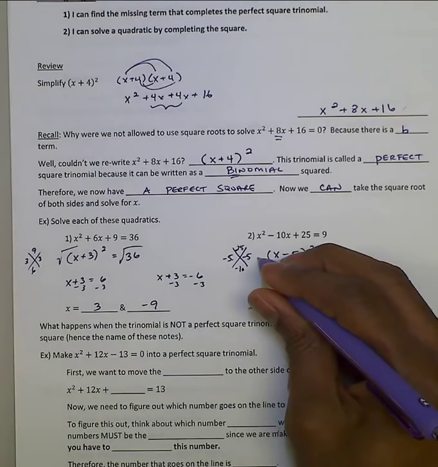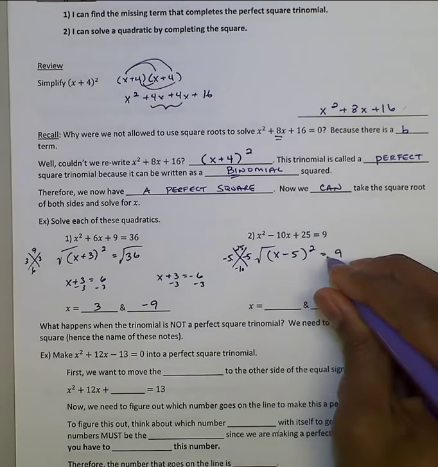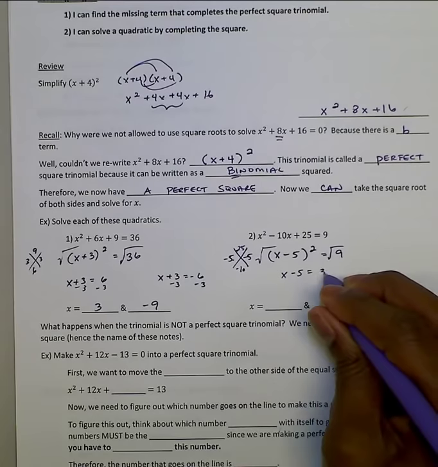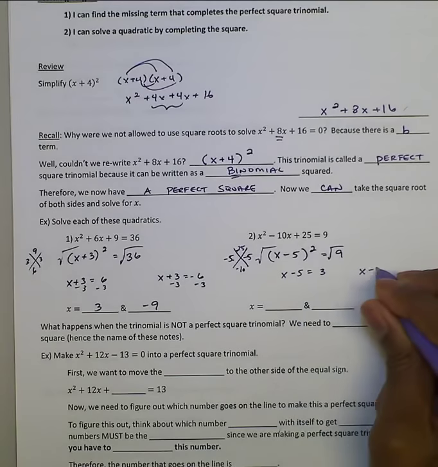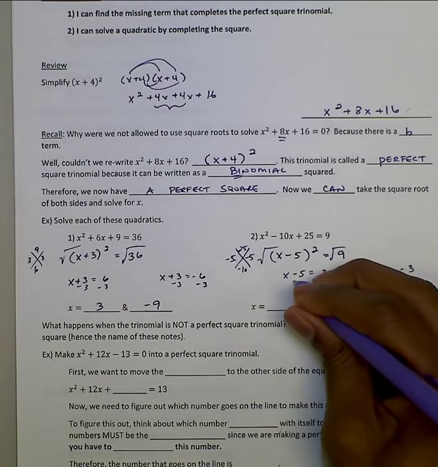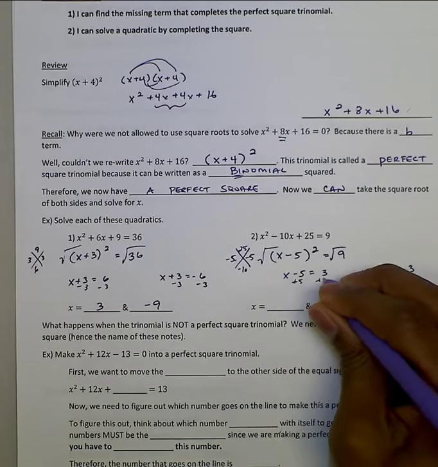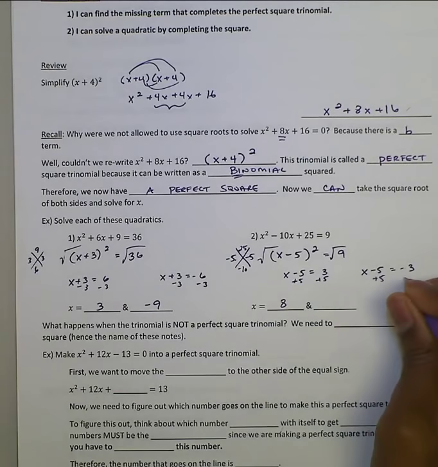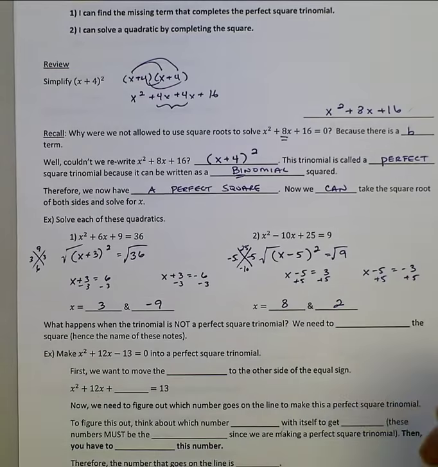Now I can solve it by taking the square root of both sides. x minus 5 equals 3. x minus 5 equals negative 3. Okay, and now I just have to solve. Add 5 to both sides. x will equal 8. Add 5 to both sides. x equals 2.